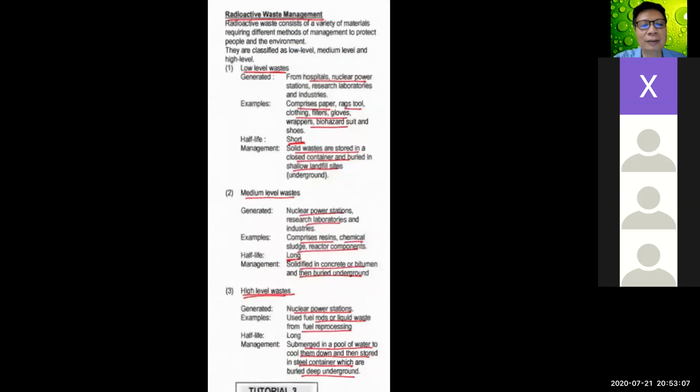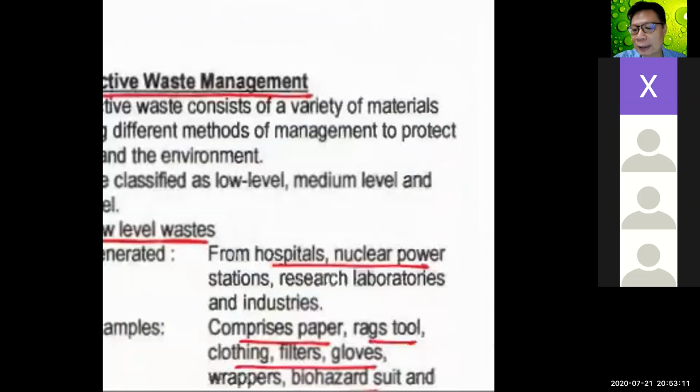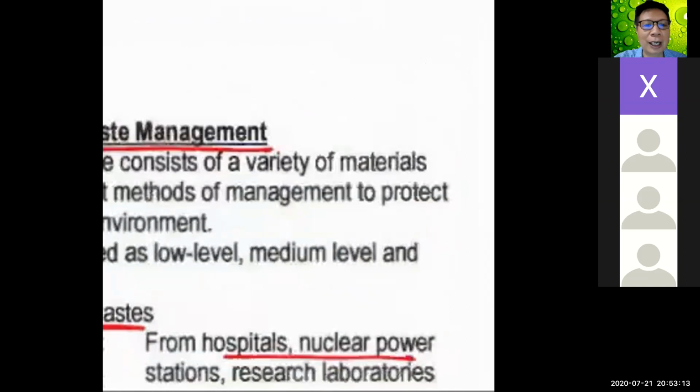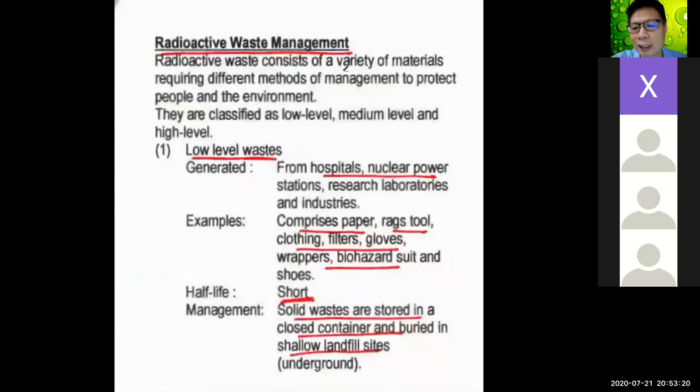Yeah, this one. This one is also very important. Last year it came out in the SPM. Last year they asked. Actually, now this chapter, radioactive, is a short chapter, not long. Very short, but in the SPM, they will ask a lot of questions.